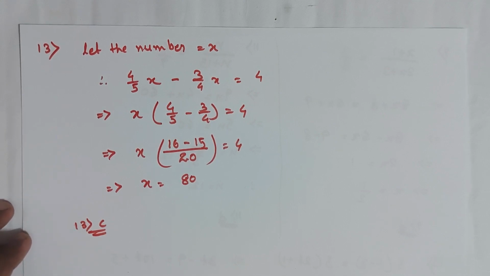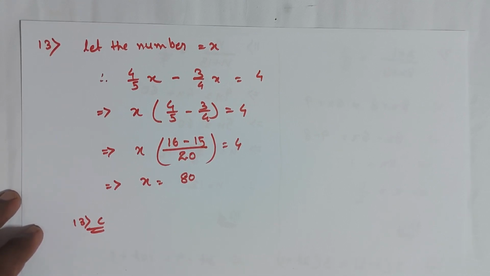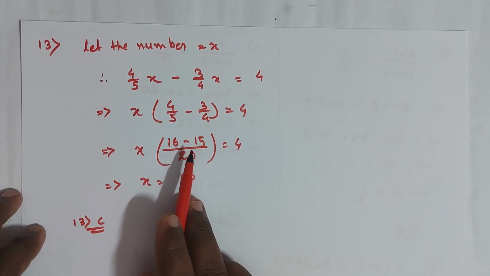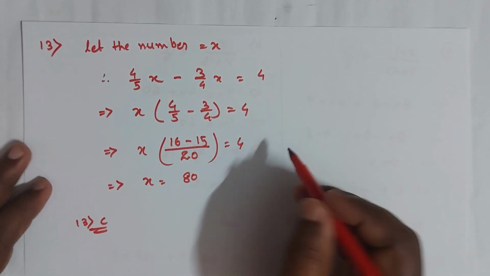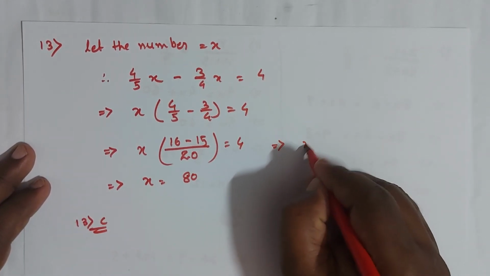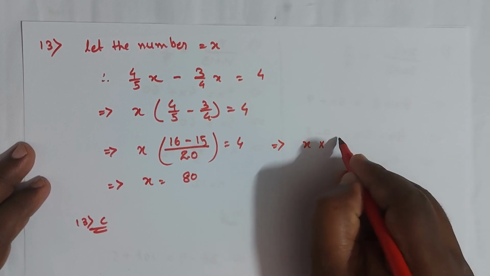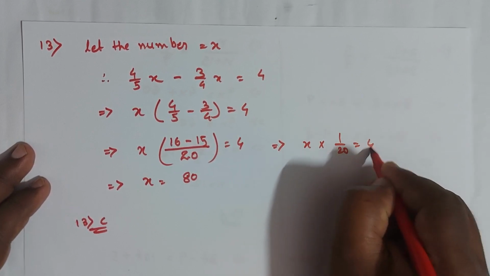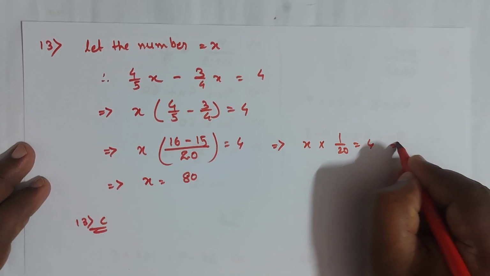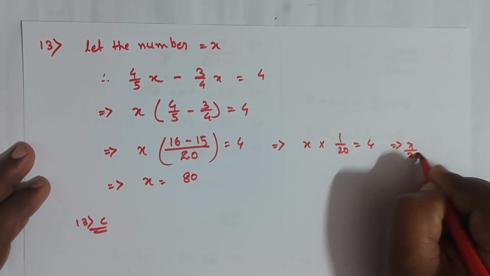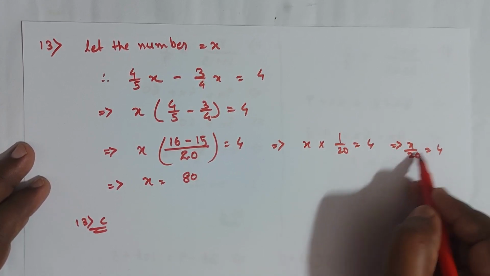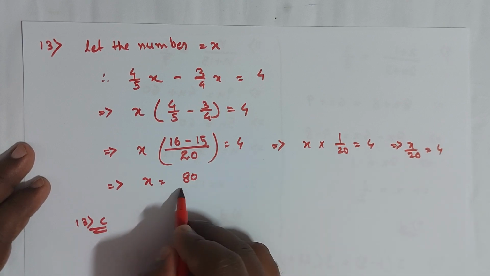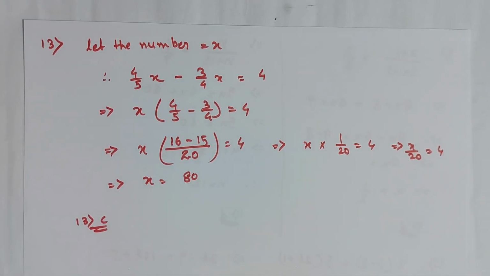Okay, understood this one? Here 16 minus 15 is 1. So let me write another line for you, then it will be better. x into 1 by 20 is equal to 4. Okay, so x by 20 equals 4, right? Then I just cross multiply and we get x equals 80. Okay, understood how we get 80?